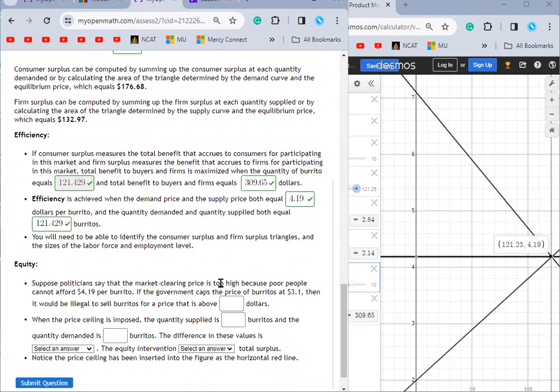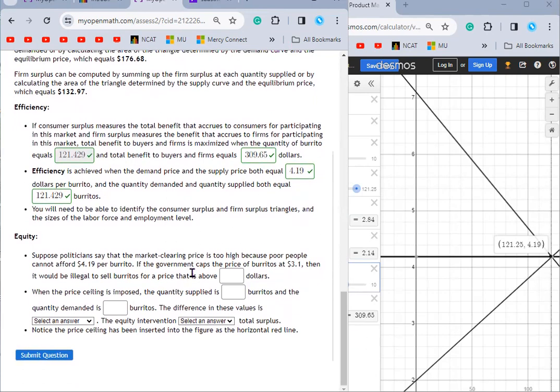Okay. That's the efficiency argument. In other words, free markets maximize the benefits that accrue to consumers and firms for voluntarily engaging in commerce, right? In these exchanges, money is exchanged for product. Now, suppose politicians say that the market clearing price is too high because poor people cannot afford a $4.19 burrito.